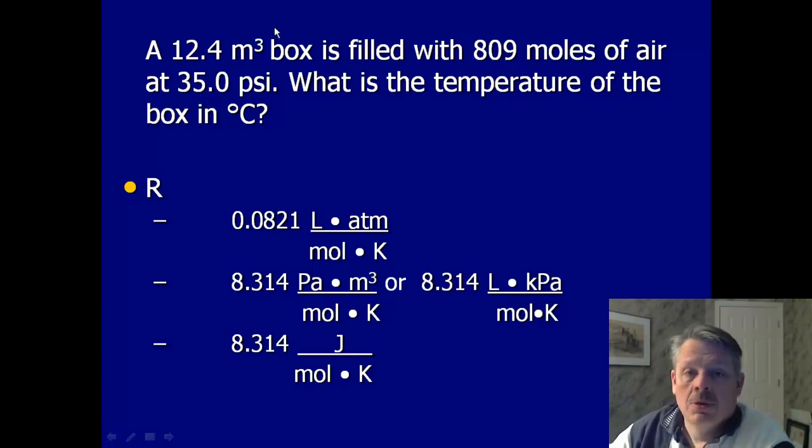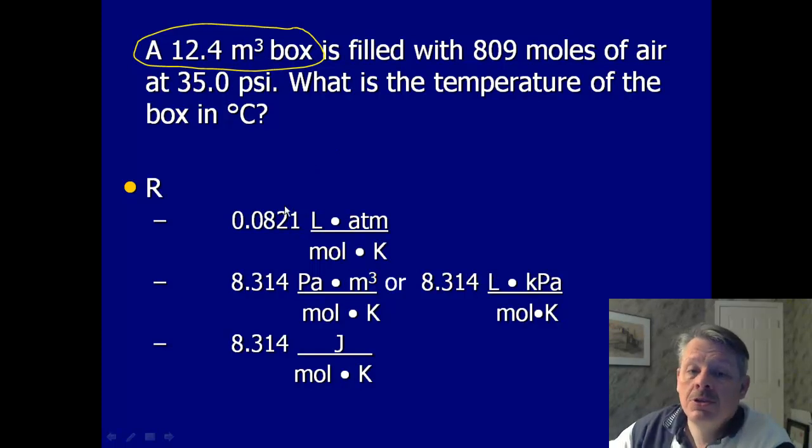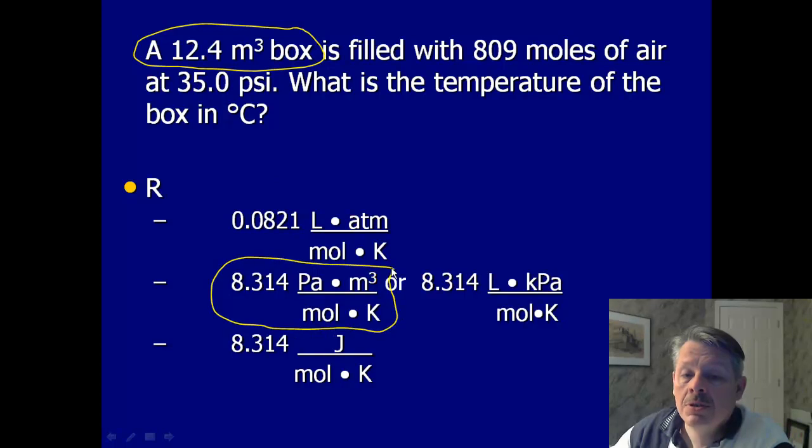All right. Well, the thing that I immediately notice is I've got a box that's in cubic meters. Now you might know how to convert between cubic meters and liters, and you might know that there are 1,000 liters in a cubic meter, but you might not. So I would tend to just use this conversion factor right here because I have numbers in cubic meters. All right, so I have 809 moles of air.